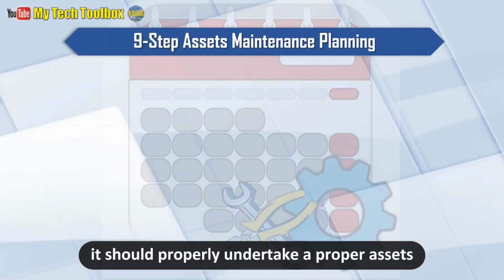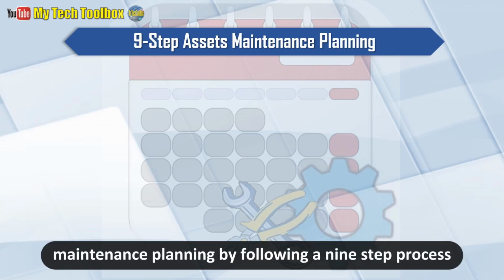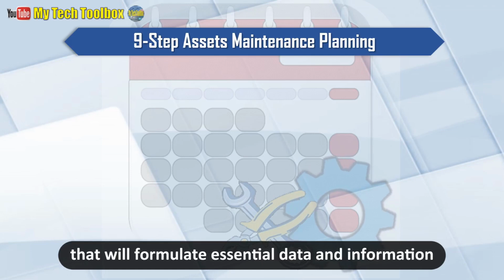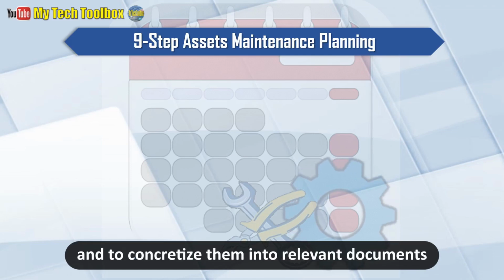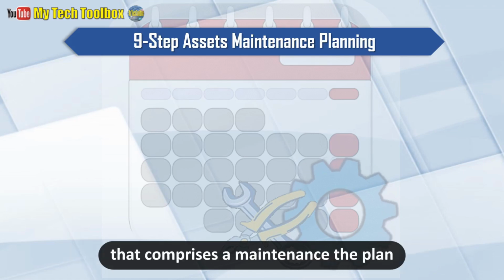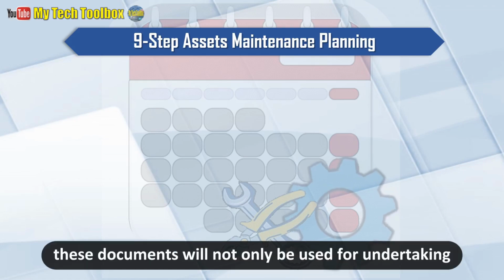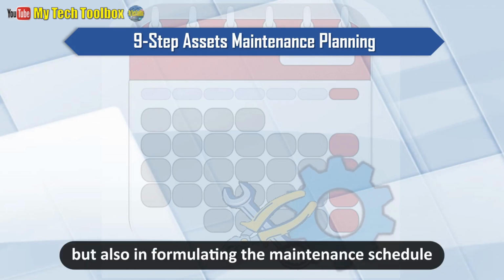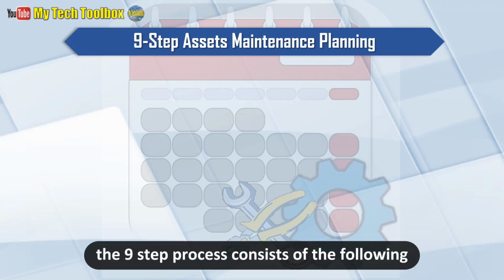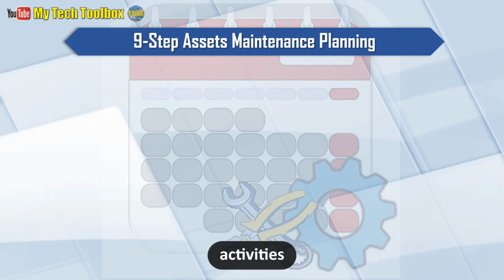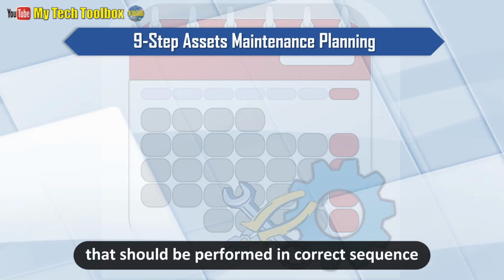It should properly undertake asset maintenance planning by following a 9-step process that will formulate essential data and information and concretize them into relevant documents that comprise a maintenance plan. These documents will not only be used for undertaking the maintenance task, but also in formulating the maintenance schedule and maintenance budget. The 9-step process consists of the following activities that should be performed in correct sequence.